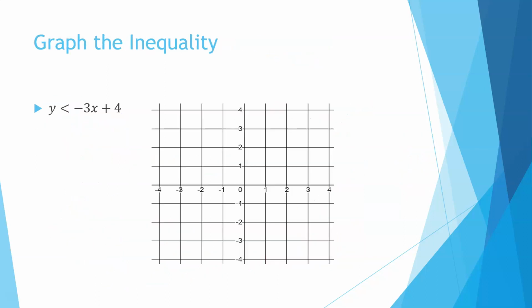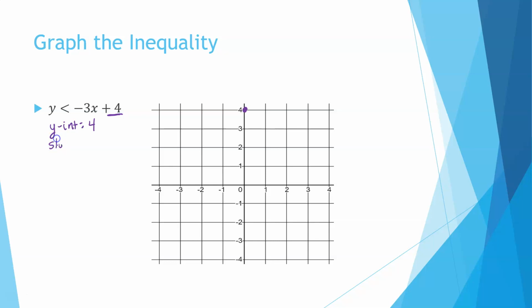Let's try another one. In this case, I'm asked to graph the inequality y is less than -3x plus 4. Again, I remember that my first step is to plot 2 points. So I find my y-intercept first. It is in mx plus b form, so my plus 4 is my y-intercept. So I've got 4, I plot a point.